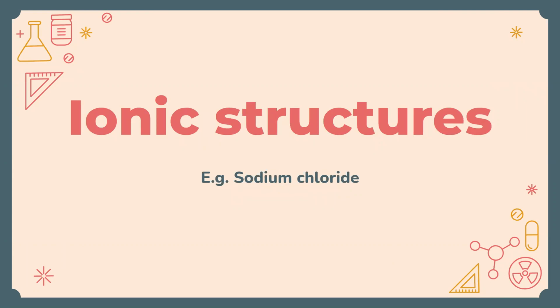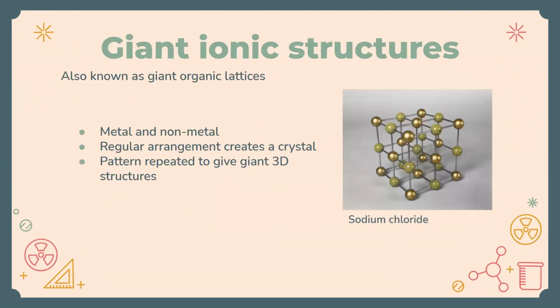Ionic structures are the bonding of metals and nonmetals. Sodium chloride, more commonly known as salt, is an example of this kind of bonding. Giant ionic structures form regular arrangements in repeated patterns to give 3D crystal structures. You can see here that in sodium chloride, each sodium atom is bonded to chlorine atoms in all directions, and the opposite is true for the chlorine atoms.